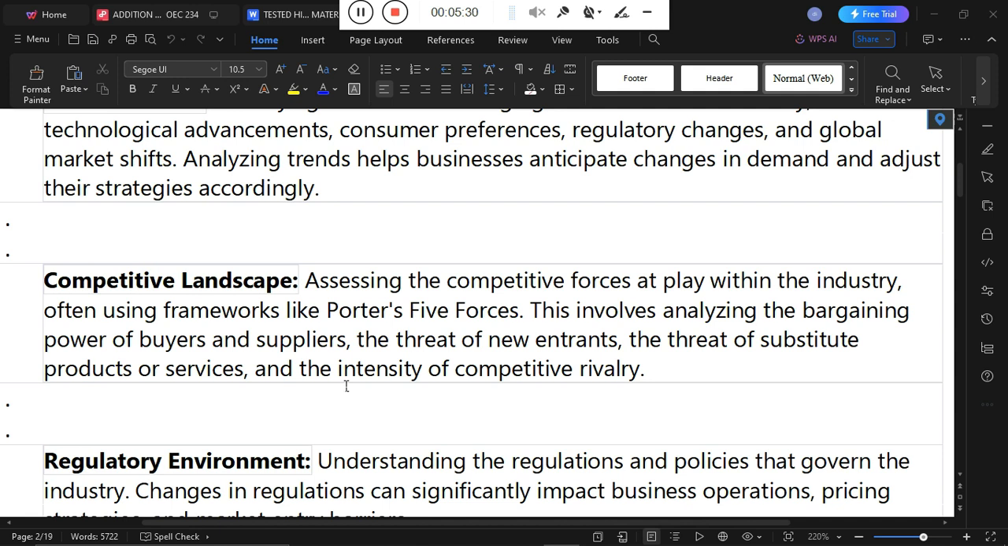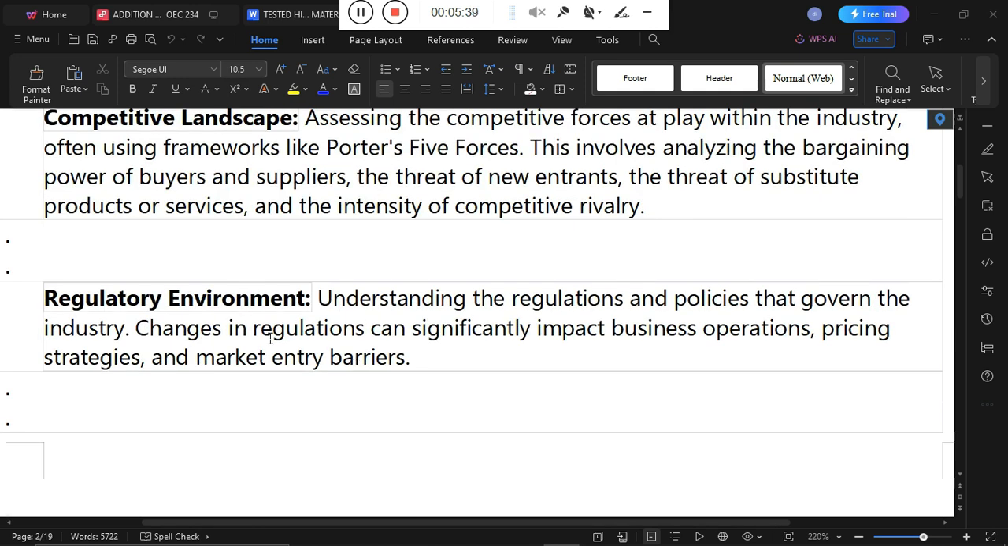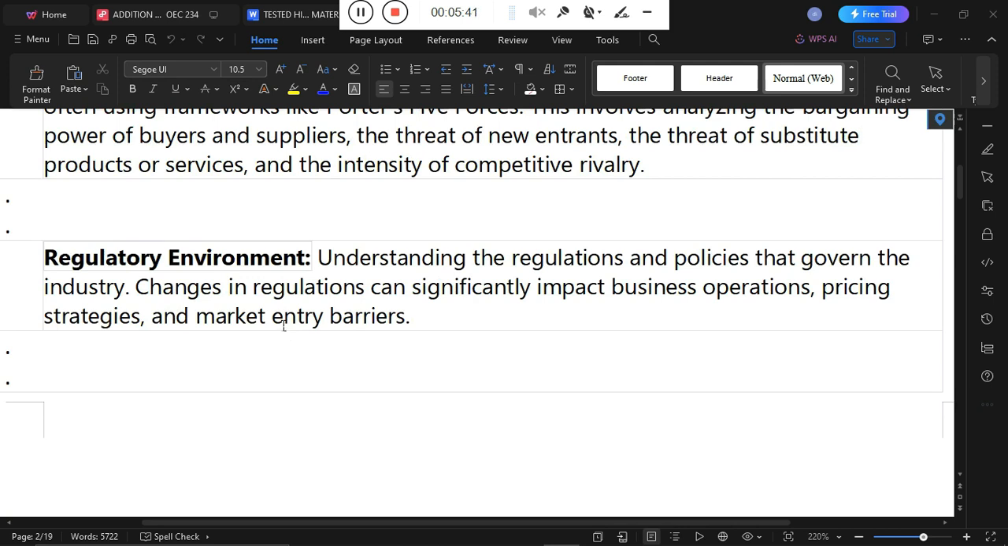So we tend to identify all those issues by using the forces known as Porter's five forces. The Porter's five forces model involves analyzing the bargaining power of buyers and suppliers, but also the threat of new entrants, the threat of substitute products or services, and the intensity of the competitive rivalry.